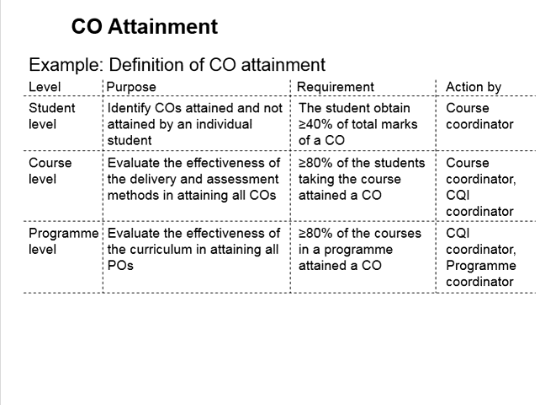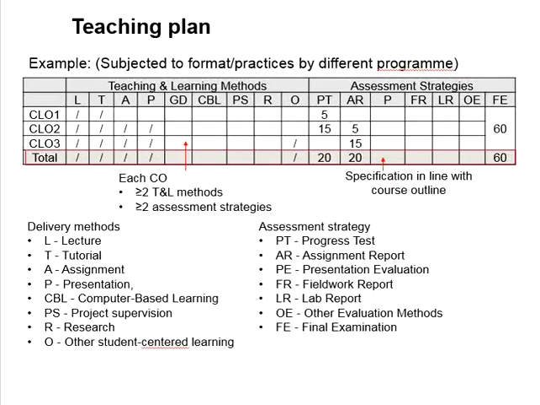At the student level, we would like to identify the CO attained and not attained by an individual student. How do we define the attainments of the CO of an individual student? In this case, we set it as at least 40% of the total marks of that particular CO. Remember that in our teaching plan, we have defined how many marks are being allocated to each CO.